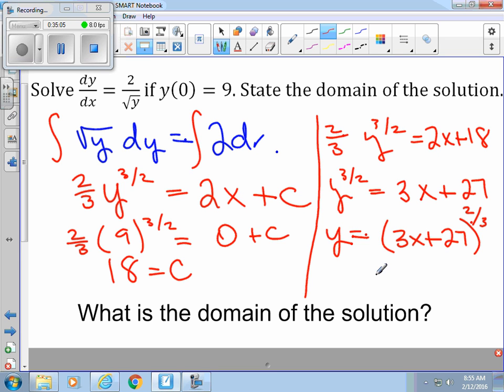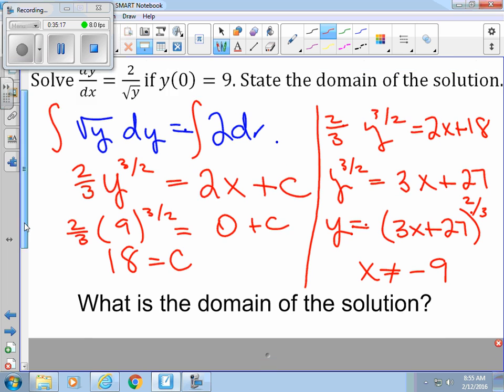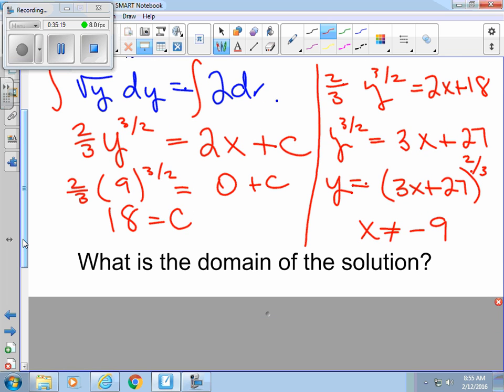Agreed? It can be -9. Why not -9? Yeah. Because then I'd get 0. Y would be 0. Y can't be 0. Right? That was against the rules. Y can't be 0. So, what's the domain? Well, negative infinity to -9, -9 to infinity.